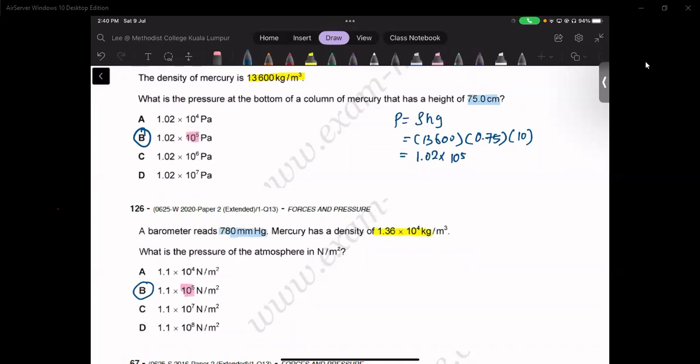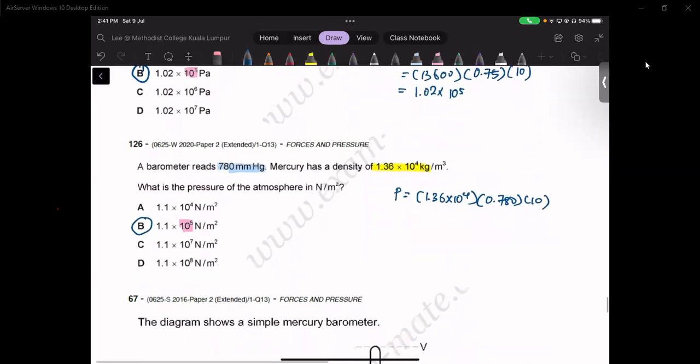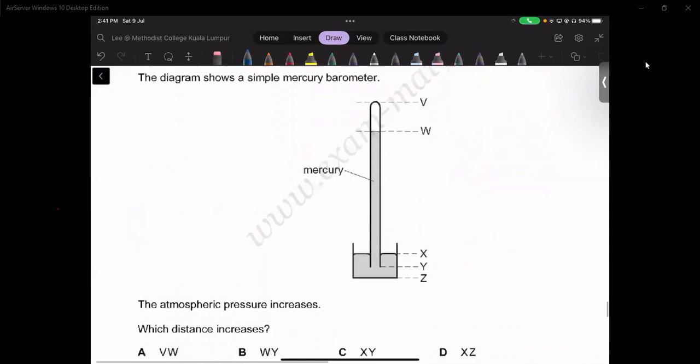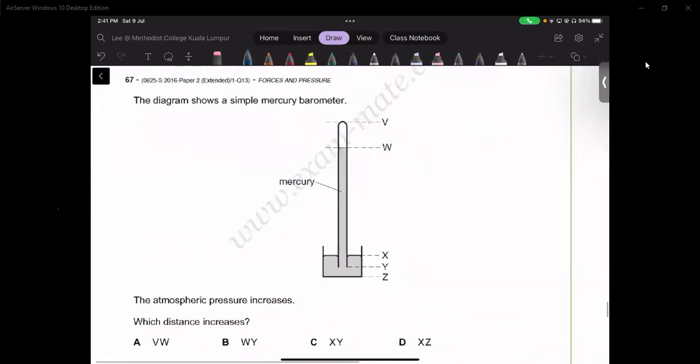Because your working is the same one. 1.36 times 10 to the power of 4. This one is 0.780. This is 10. So it's just from 0.75 to 0.78, everything is the same. So we should still stick to 10 to the power of 5. Just found every year one of these questions is very nice bonus. Yeah. All right. Slightly less bonus.